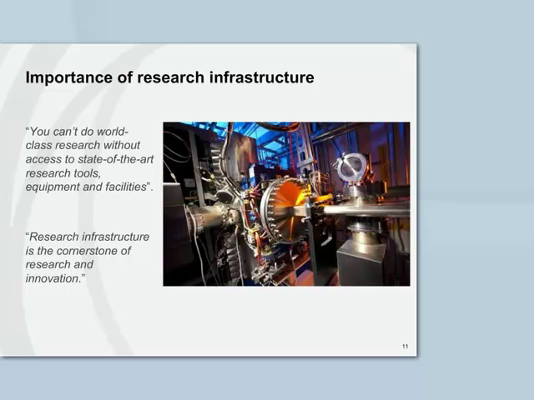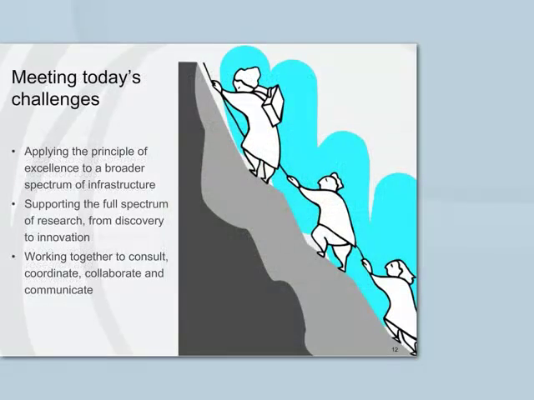One thing is clear, is that you can't do world-class research without access to state-of-the-art research tools, equipment, and facilities. Research infrastructure is the cornerstone of research and innovation. And obviously CFI is playing a very critical role in supporting research infrastructure across the country right now. The purpose of our strategic roadmap is really to chart this evolution by identifying areas where there needs to be changes in approach and application. And in general, these fall in three categories that I've highlighted in this slide.